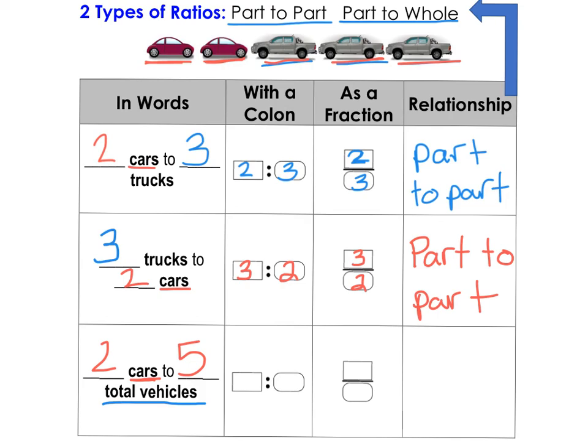5 total vehicles. So here we could write our ratio with a colon, so we would say 2 to 5. We could still write our ratio as a fraction, but we read it as 2 to 5. And because here cars make up part of the picture, but vehicles make up the total picture or the whole picture, here our relationship would be a part-to-whole relationship.